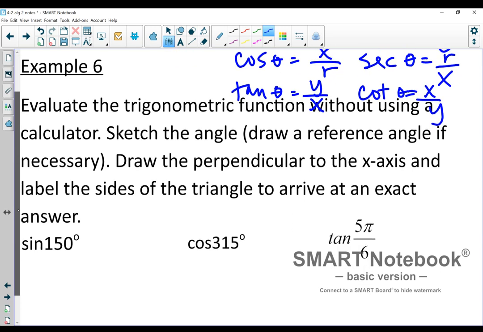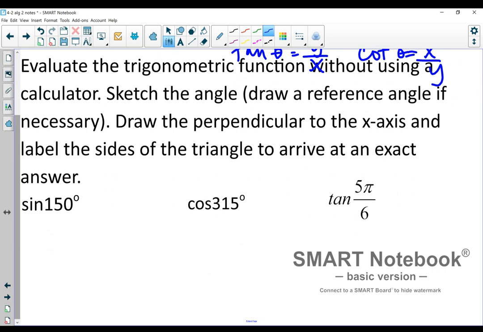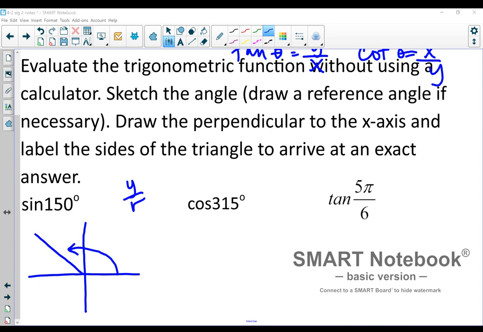So let's take a look at why we even care to do it this way. My sine is, again, y over r. 150 degrees means I'm starting at positive x and going past the 90. 150 is going to be over here somewhere. This is going to be 150 degrees.